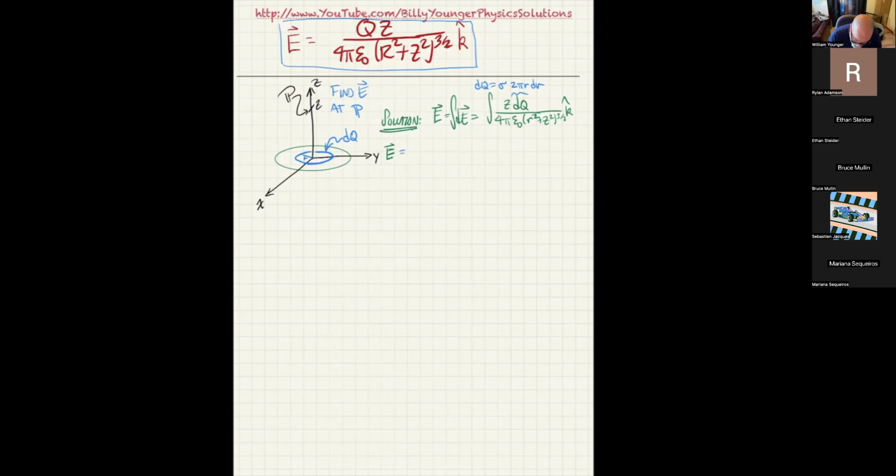Now, what we have here is z is going to be a constant, so I'm going to go ahead and pull that out in front. I'm going to pull out the z on top and the 4 pi epsilon naught on bottom. And now what I'm going to have is the integral. Now dq we said was going to be sigma times 2 pi r dr, and then all of that over r squared plus z squared to the 3/2 power, and then the k hat.